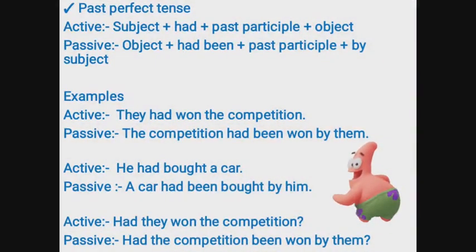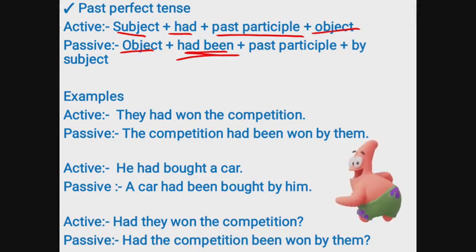Let's look at the past perfect tense. So look at the structure. We have the subject plus had plus past participle plus object. That is for the active voice. To change to the passive voice, it becomes object, then we put had been. Had been. Then the past participle still remains the same. Then by plus subject. Let's look at an example.